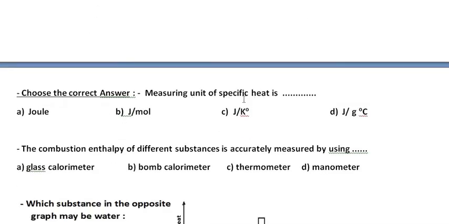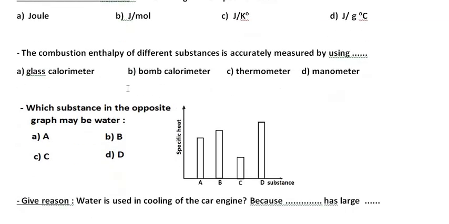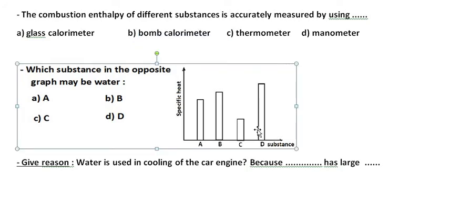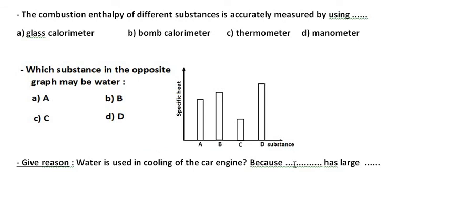The unit of specific heat here is joule per gram degree. The combustion enthalpy of different substances is accurately measured by the bomb calorimeter. Here is a question: which of these 4 substances has a high specific heat? Substance D, which may be water, because water is characterized by having high specific heat, which makes it used for cooling in the car.